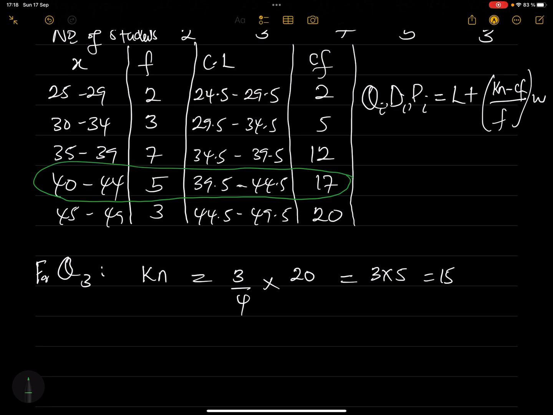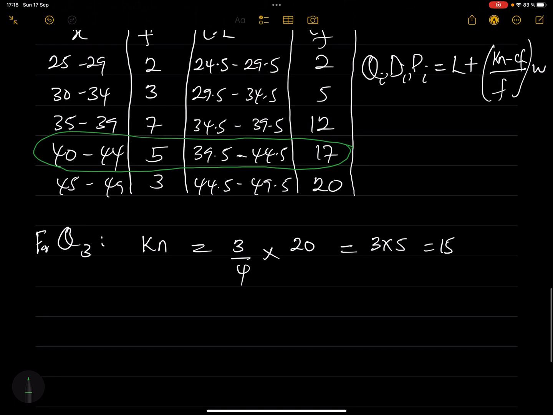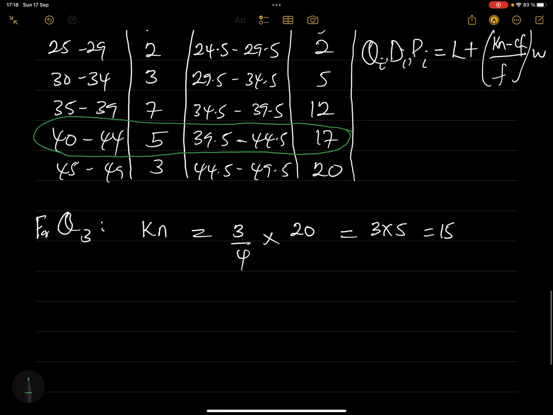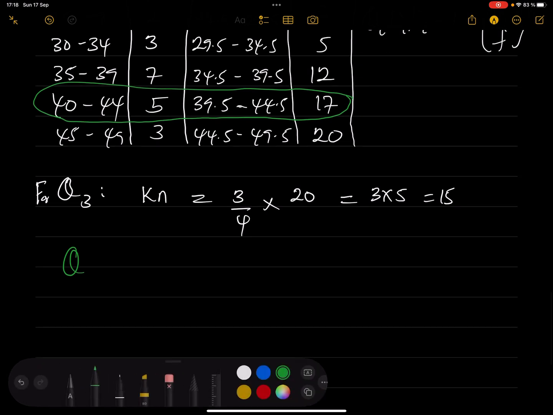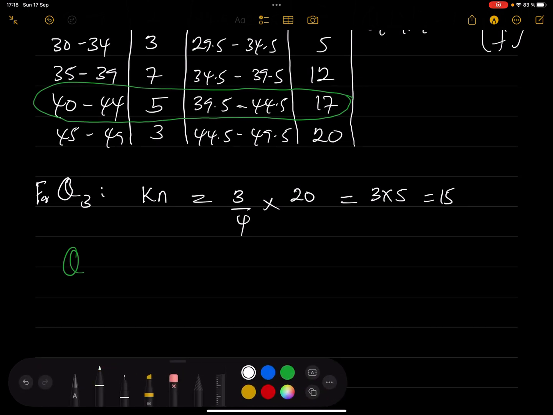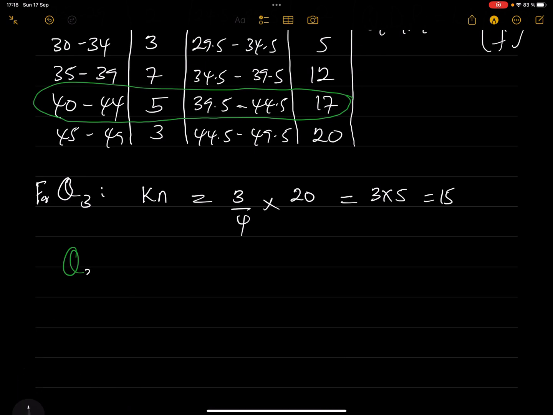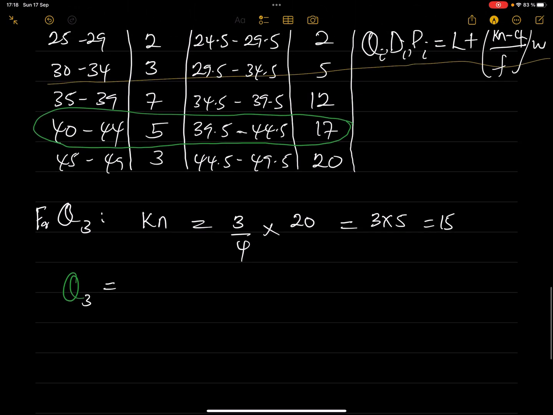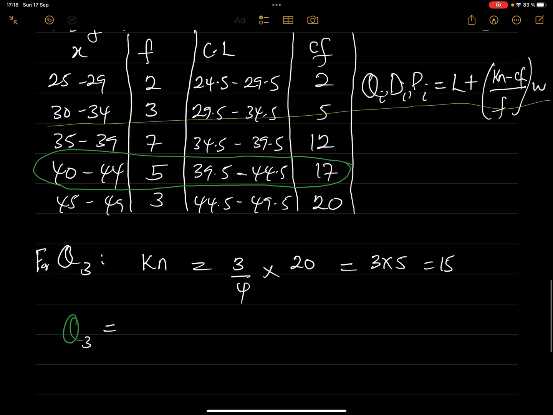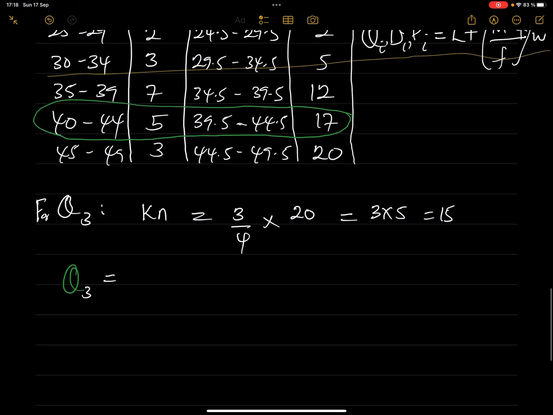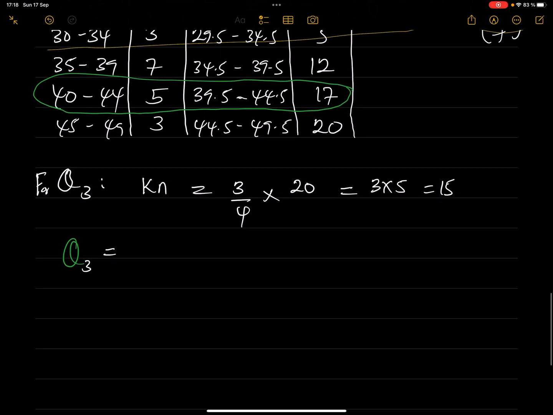Perfect. Since we have got the location of interest, then everything becomes easy. Just look and say. For Q3, you can change our color back to white. So for Q3, we now have the lower class limit of the location of interest. Our location of interest is 40 to 44. The lower class limit there is what? 39.5.